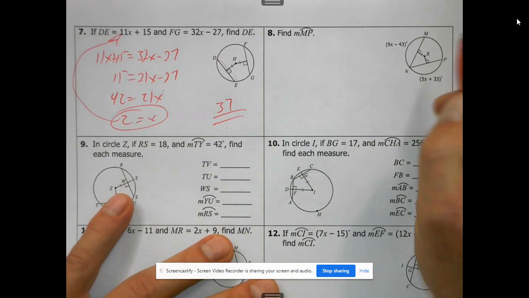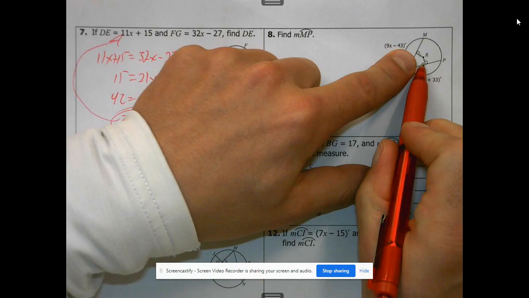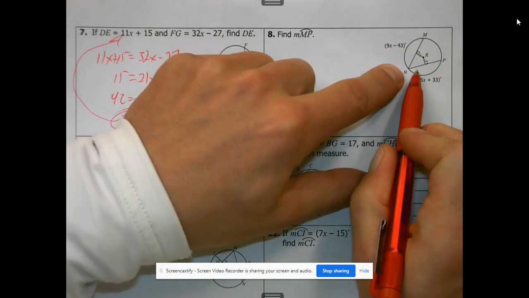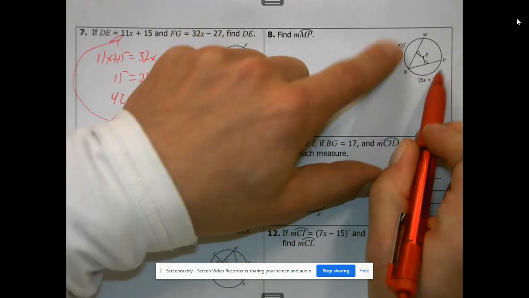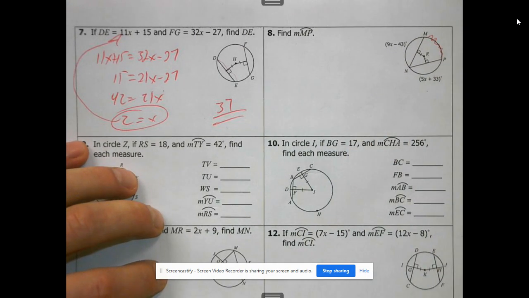Number 8, your job is to find MP, right? All right, well, check this out. Connecting pieces are perpendicular and congruent, which means my chords are congruent, which means my arcs are congruent. So these guys are equal, and then I have to find this distance right here. We'll get there.